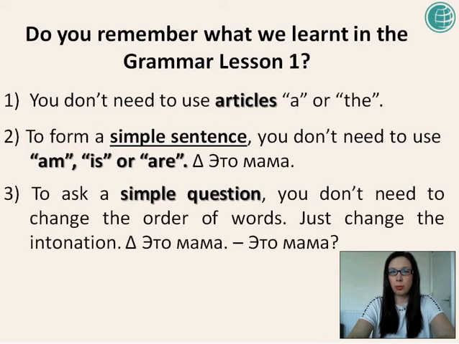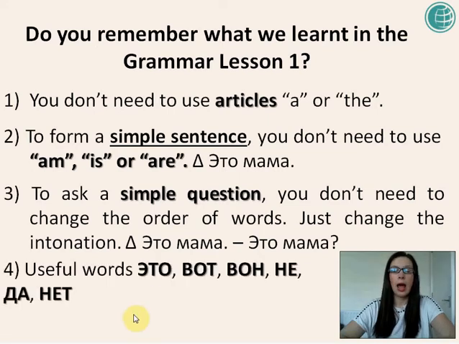To ask a simple question, you don't need to change the order of words, you just need to change the intonation. For example, это мама, it's a simple sentence, this is the mother, and the question is, это мама, is this the mother? So it's quite simple. And useful words, это, вот, вон, не, да, and нет.